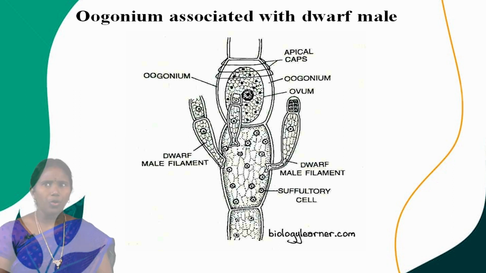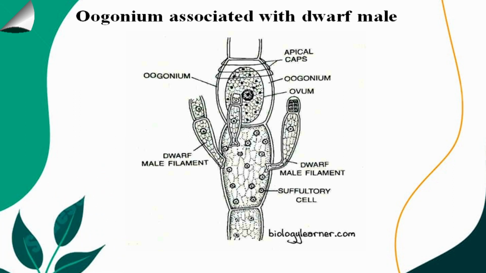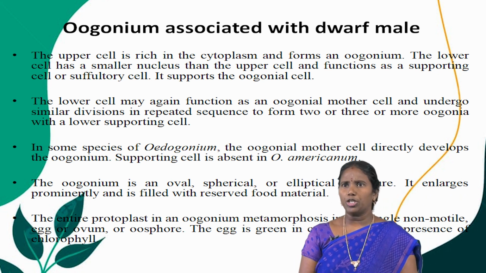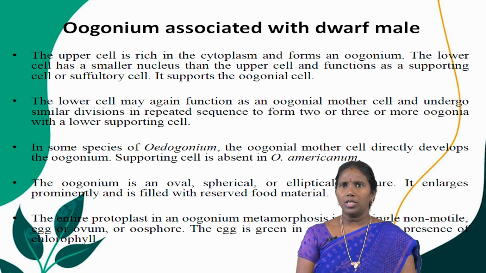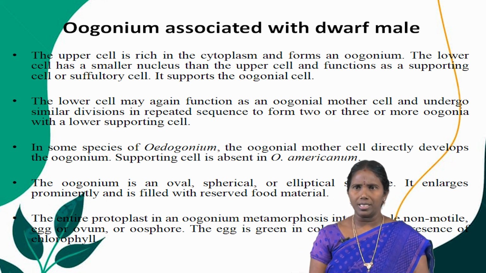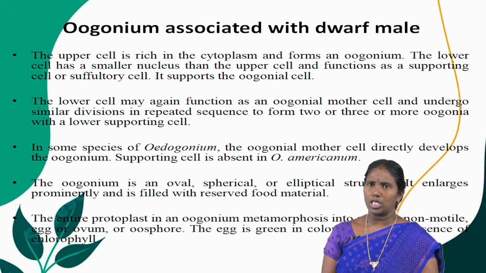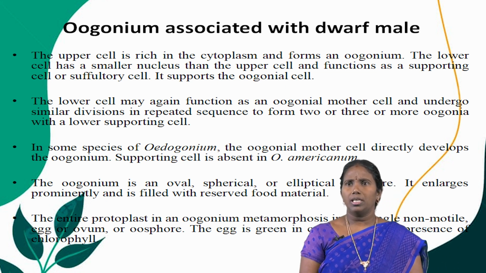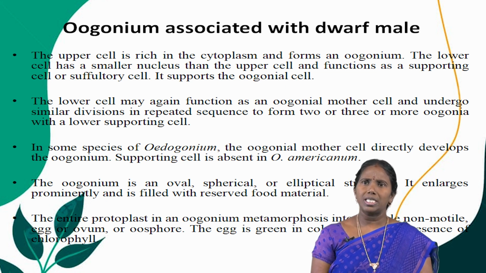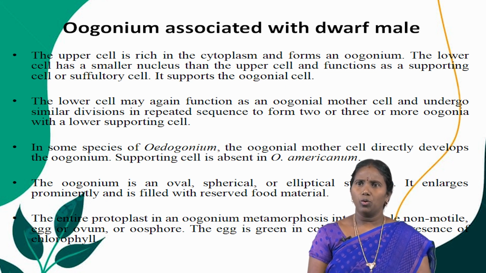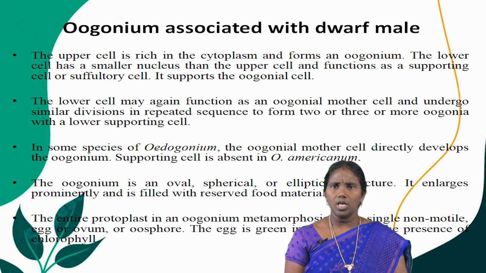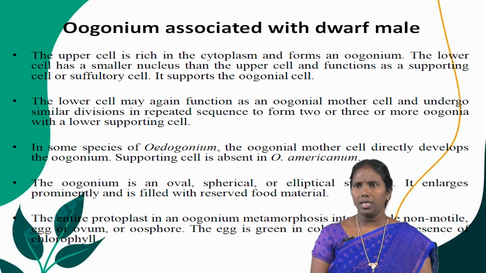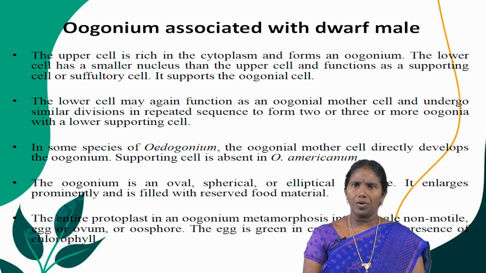This slide shows oogonium associated with the dwarf male. The upper cell is rich in cytoplasm and forms the oogonium. The lower cell has a smaller nucleus than the upper cell and functions as a supporting cell, the suffultory cell. The suffultory cell is elongate and conical. The lower cell may again function as an oogonial mother cell and undergo similar division in repeated sequence to form two or three or more oogonia with a lower supporting cell.